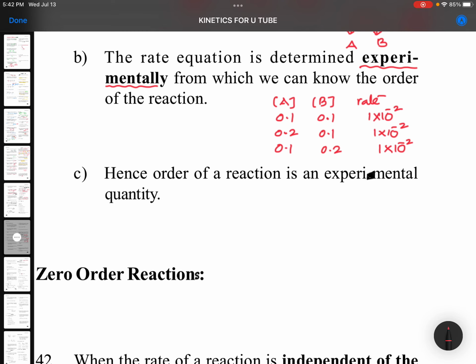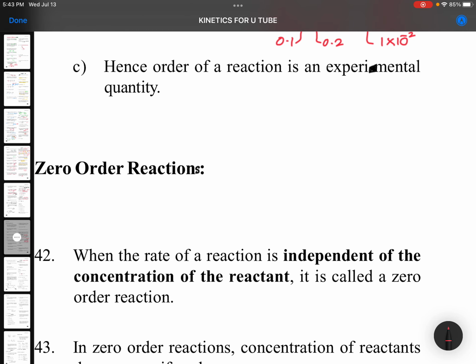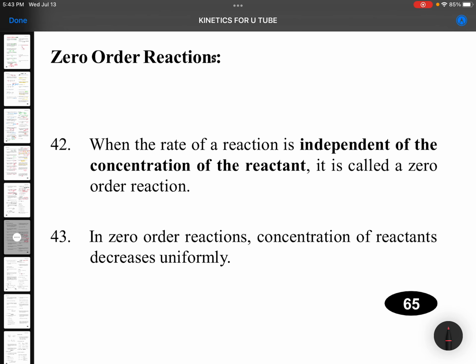So very interesting questions. You see, this is constant, it is doubled, no change in rate. Later it is constant, this is doubled, no change in rate. That means it is neither depending on A nor depending on B. So with respect to A 0, with respect to B 0. This kind of numericals will be very, very interesting. We'll discuss about such numericals also. So one line here, it is experimentally determined, not by the equation. Hence, order of a reaction is an experimental quantity. So first we'll go with zero order reactions.